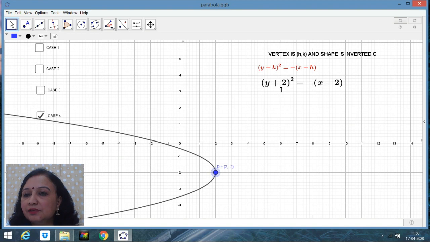If I move it here, if I give you this equation, you can make out first of all which case it is going to. The equation is going to the fourth case because y quadratic, x linear with a negative coefficient. So fourth case, h you can make out 2, k you can make out -2. So 2 comma -2 will be the turning point. And the shape will be reverse C.